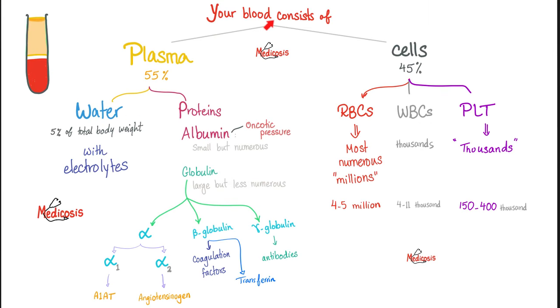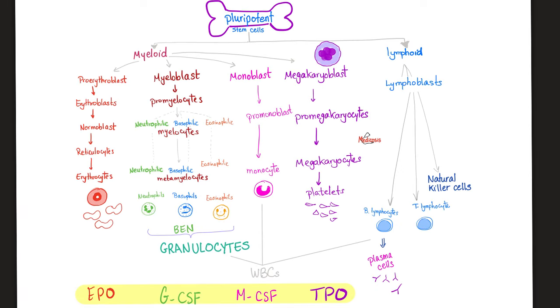Quick review. Your blood is made of plasma and cells. The plasma is water and proteins. The proteins are albumin and globulin. Don't forget that your gamma globulins are the actual antibodies made by plasma cells, which was a B lymphocyte. What else do we have in the blood? Blood cells, such as red blood cells, platelets, and white blood cells. White blood cells include granulocytes and non-granulocytes. The granulocytes are basophils, eosinophils, neutrophils. The non-granulocytes are monocytes and lymphocytes.